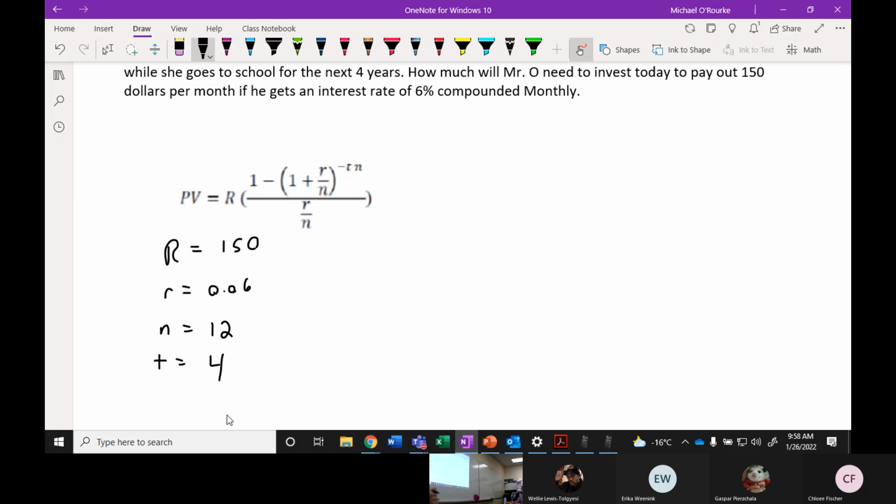So $150 is my regular payment that Brooke is going to get. My interest rate is 6%. It's monthly, and the time is that I'm paying her for 4 years. Then we'll plug it into our formula. We're looking for the previous value: how much do I have to put in previously to pay it out?